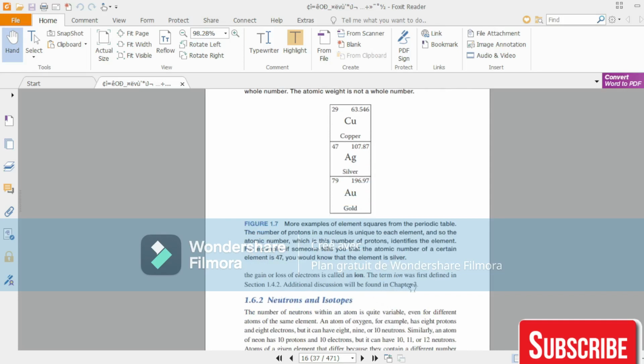The gain or loss of electrons produces an ion. The term ion was first defined in section 1.4.2. Additional discussion will be found in chapter 3.